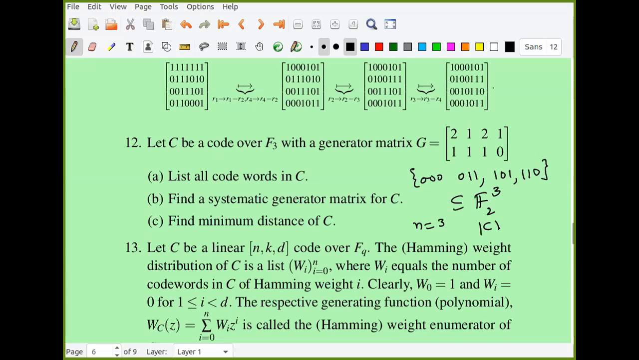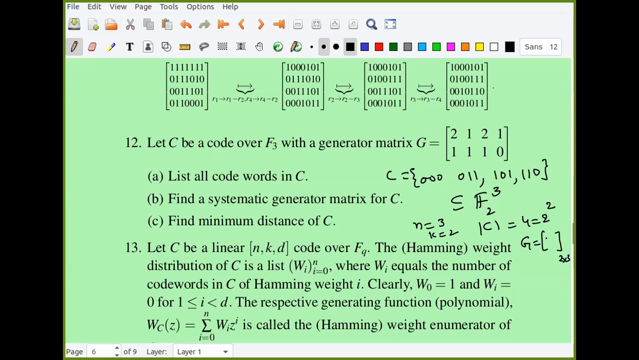What is the cardinality of C? This is my C. It is 4, 2 raised to 2, so K equals 2, right? That means my G matrix is 2 by 3, correct?